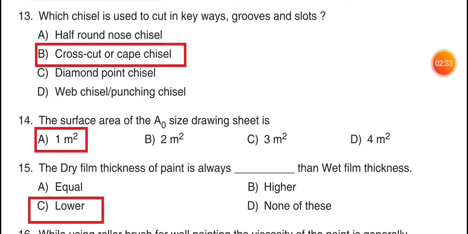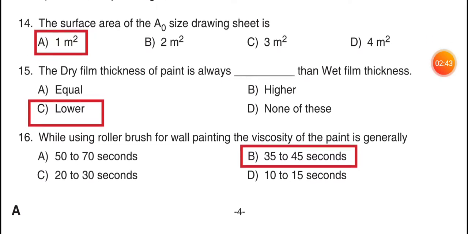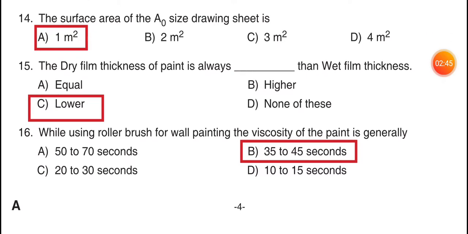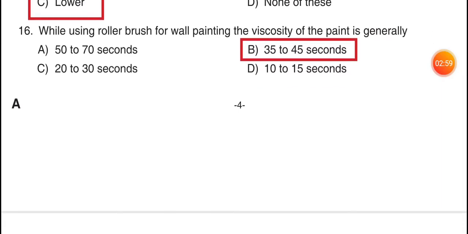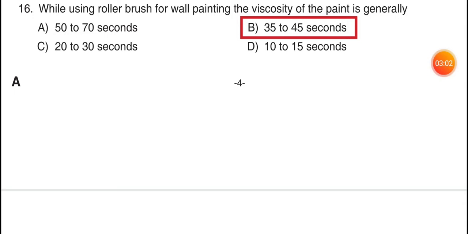13. Which chisel is used to cut in keyways, grooves and slot? Option B, cross cut or cape chisel. 14. The surface area of A0 size drawing sheet is. Option A, 1 meter square. 15. The dry film thickness of paint is always dash than wet film thickness. Option C, lower.